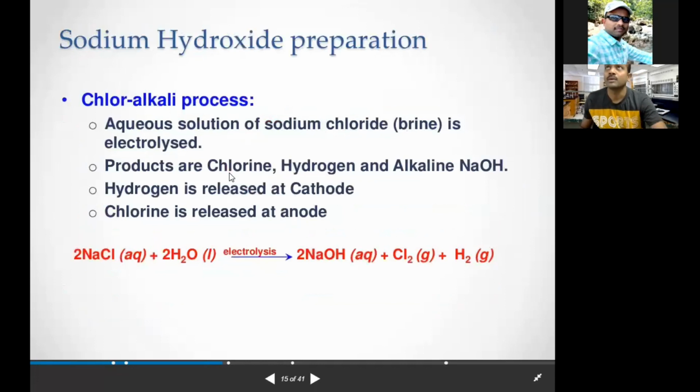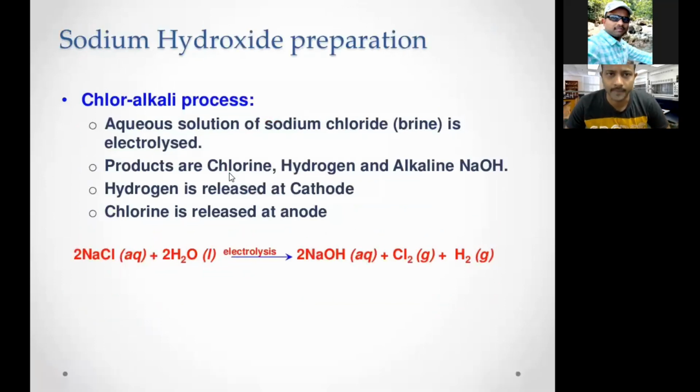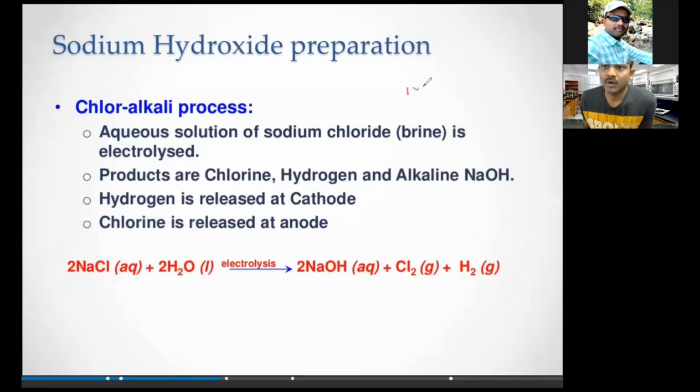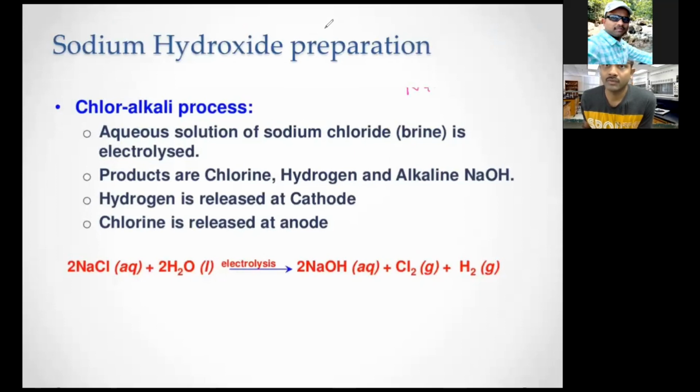Preparation of sodium hydroxide. How will you prepare sodium hydroxide? We have common salt. So you take common salt. To this salt we have to add water. So we are taking the aqueous solution of sodium chloride, the brine solution, right? Brine solution, that is NaCl solution. We call it NaCl brine, aqueous NaCl, so you are adding the water.